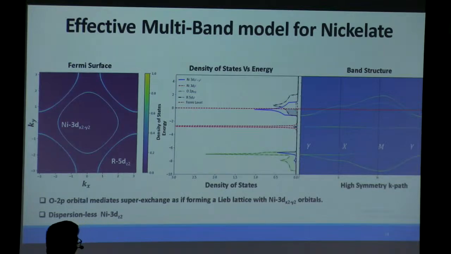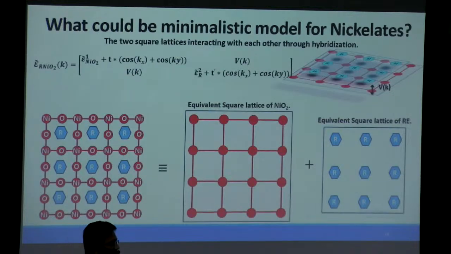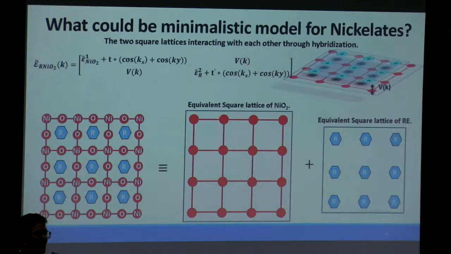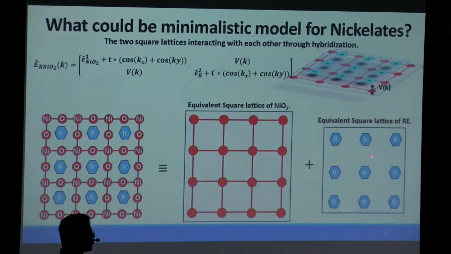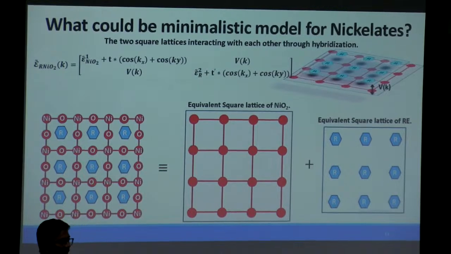So we can effectively say that this type of 2D Fermi surface can be constructed from two lattices: less than half-filled and more than half-filled square lattices. Okay, so what could be the minimalistic model for nickelates? We propose that we can consider two square lattices. One is the equivalent square lattice of NiO2, and the other is the equivalent square lattice of the rare earth, and there is a hybridization, say Vk, between both of them.